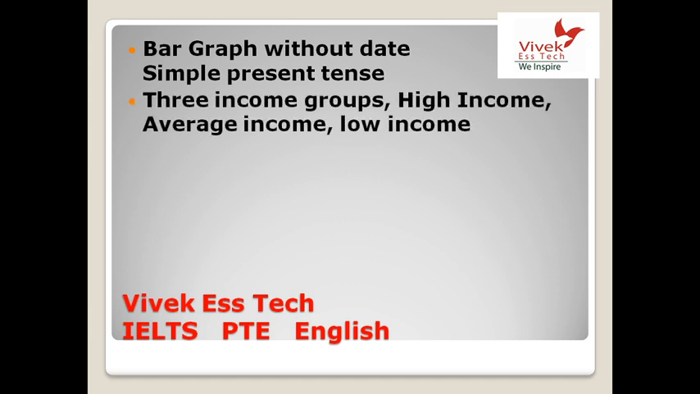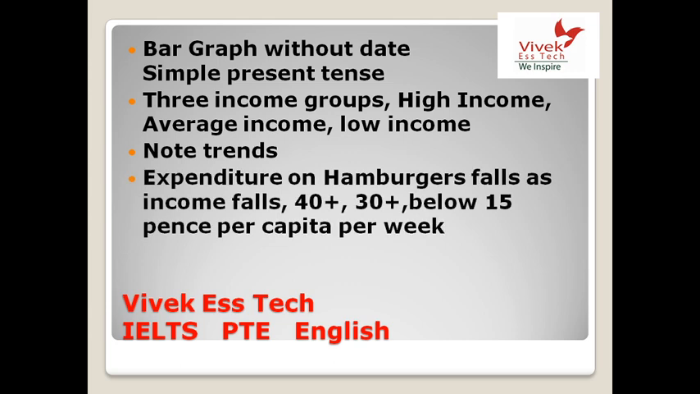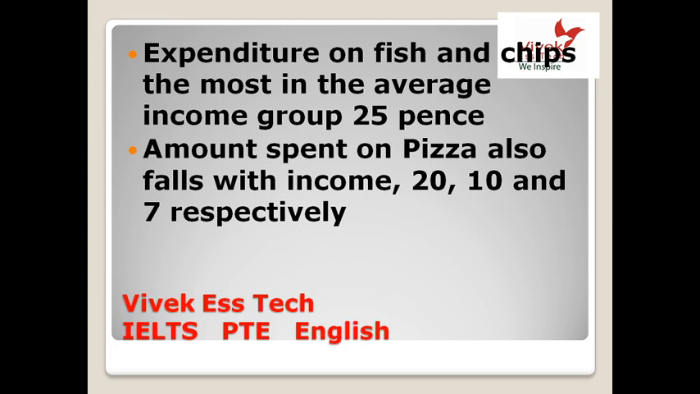There are 3 income groups: high income, average income, and low income. Expenditure on hamburgers falls as income falls. From the highest group, 40 pence per person to 30 and then below 15, per capita per week. Per person you can call per capita per week. Expenditure on fish and chips is the most in the average income group, that is 25 pence per person per week. Amount spent on pizza also falls with income, 20, 10 and 7 pence respectively. Try using respectively.